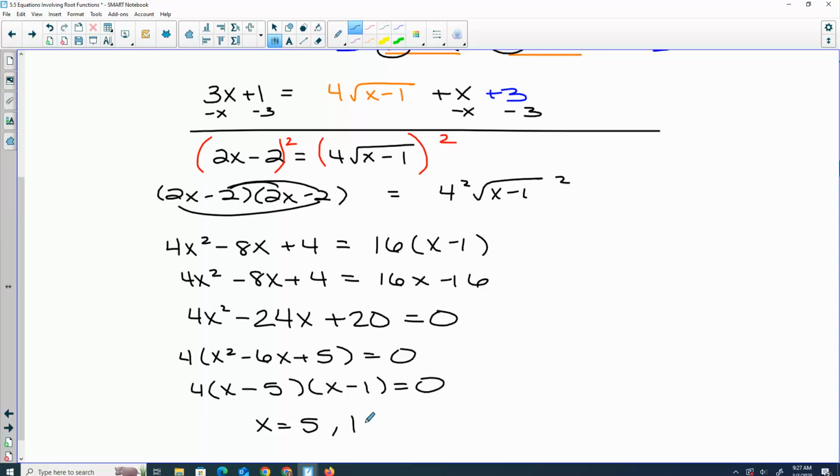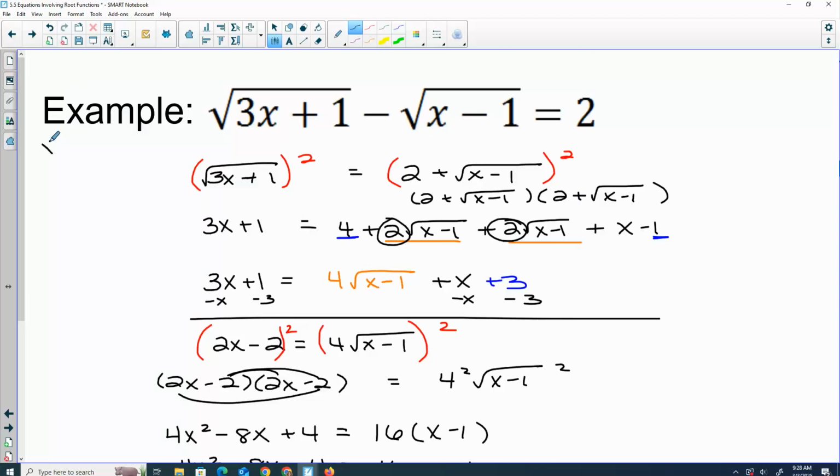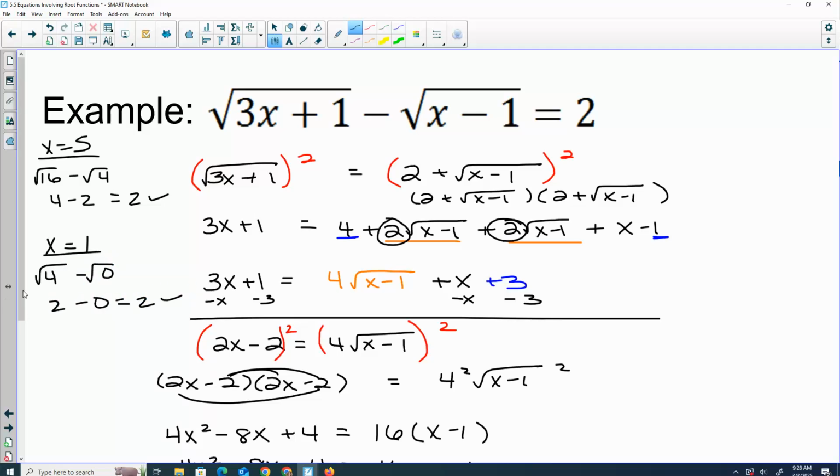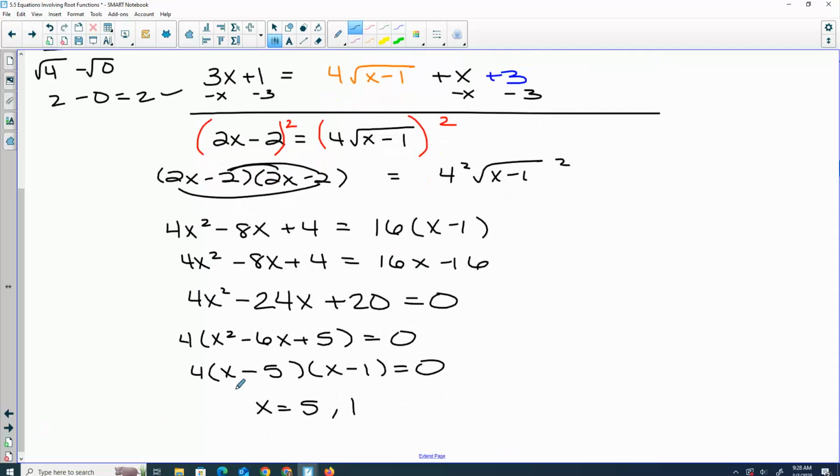Alright, check them. So you're going all the way back to the original. Put in a 5. Square root of 16 minus the square root of 4. So 4 minus 2 is 2. That works. Put in a 1. Square root of 4 minus the square root of 0. So 2 minus 0 is 2. This time they both work. What questions do you guys have?